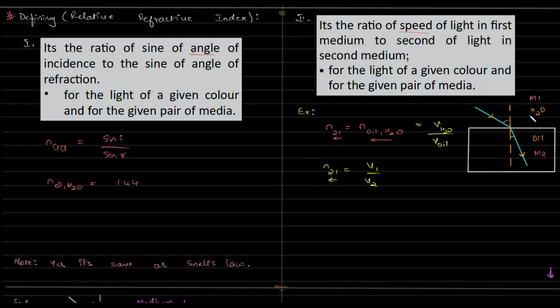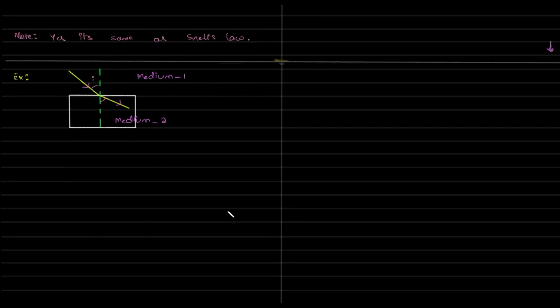If you're looking at specific media like water and oil, you can write it in this manner. If they're just calling them medium 1 and medium 2, we can just write 2 and 1. Again, it's left to you. You can write it this way also: medium 1, medium 2, medium 1, as it's moving from medium 1 to 2. There's no restriction. So these are two ways of defining relative refractive index, and you need to know this definition as well.